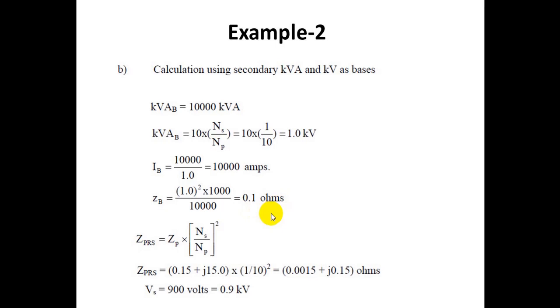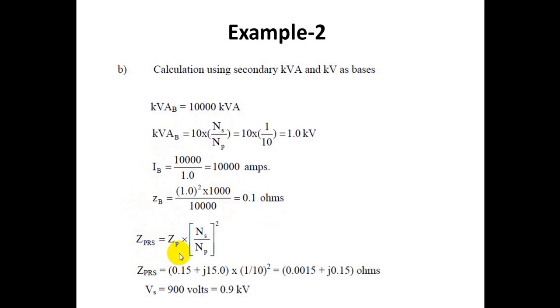You just have to use the same formulas to get the actual values. Once you get the base values and actual values, you just have to divide the actual value by the base value to get the per unit value. So once we get the base values of current, voltage, power and impedance, then we are going to refer it to the secondary side. Then Z primary referred to secondary will be equal to this formula.